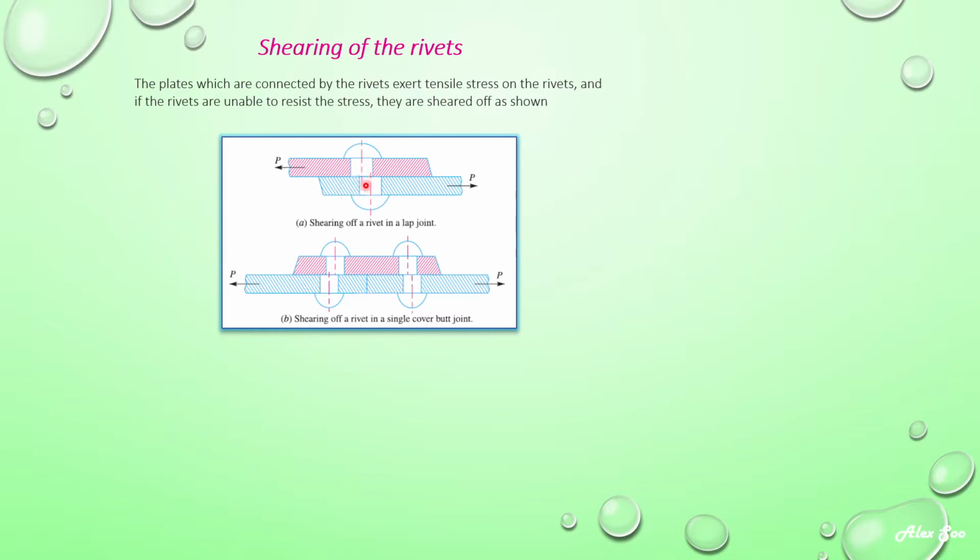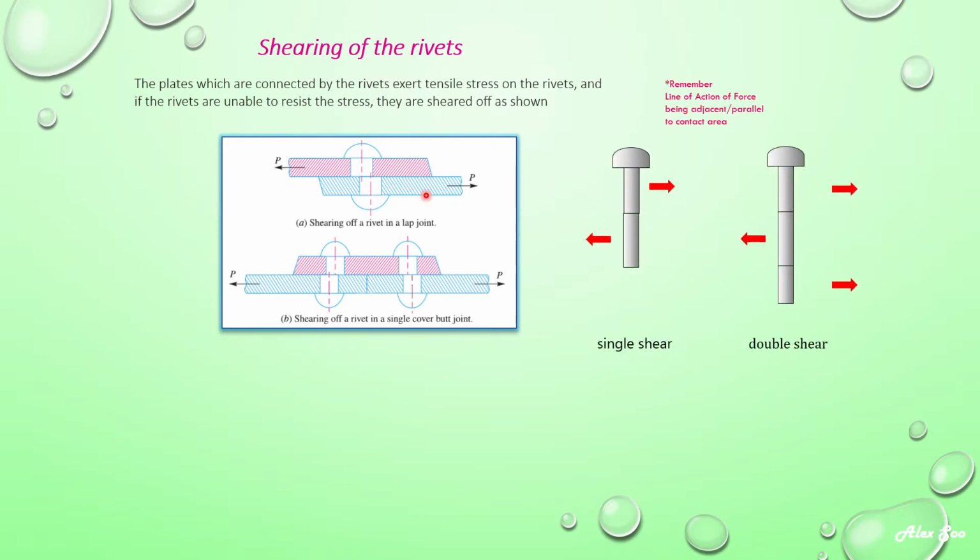When you look at this diagram here, the shearing takes place on this plane here. Look at my pointer. The shearing takes place at this plane here. So the rivets will be sheared into two parts, and for this also as well. The number of rivets sheared here is 2. The number of rivets sheared here is 1.